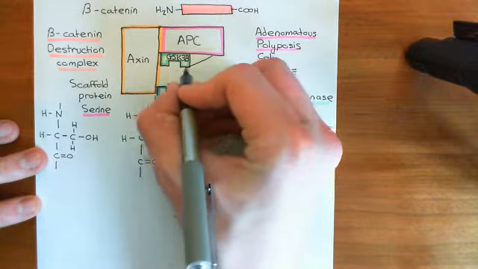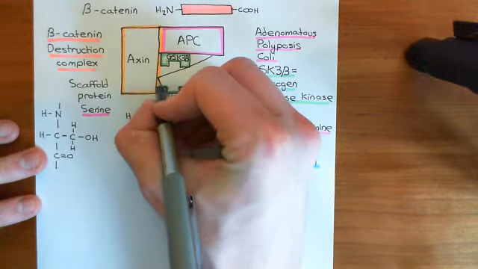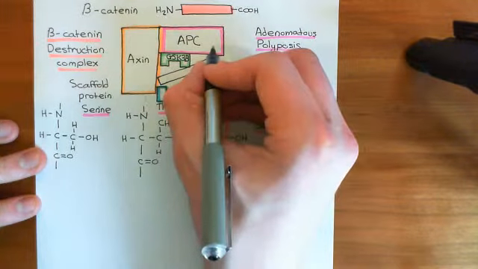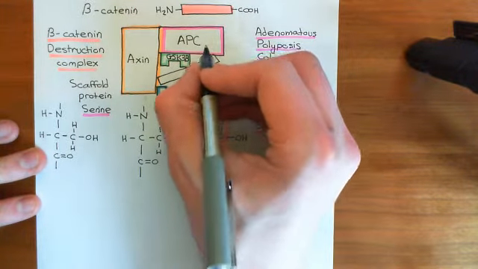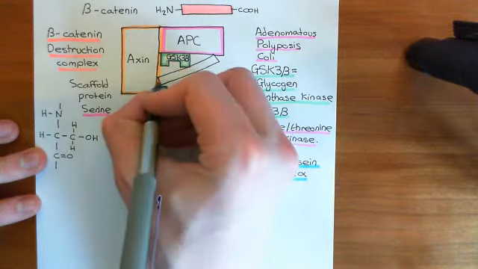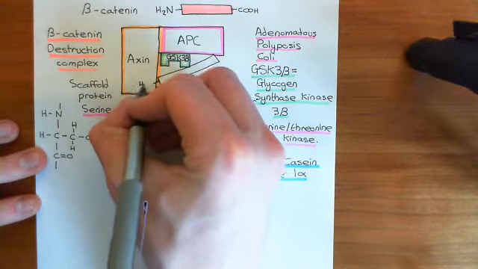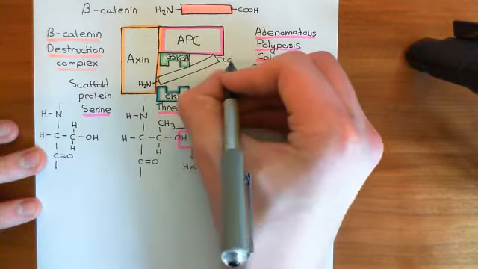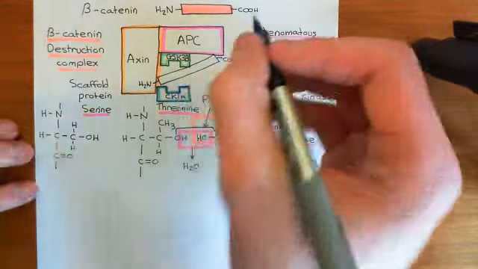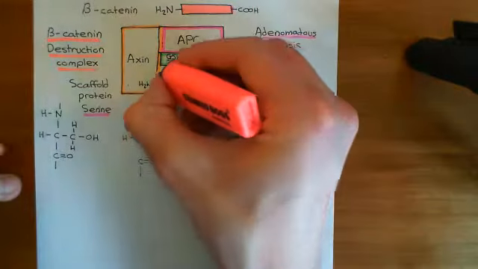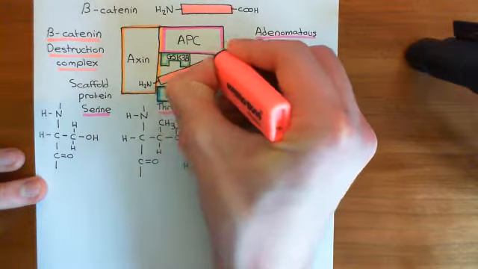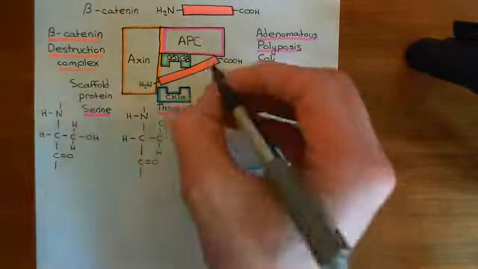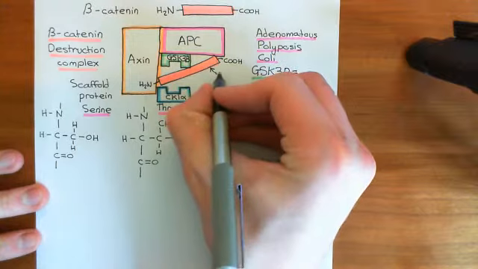So let's show that here. The beta-catenin molecules bind to both the axin scaffold protein here and also to the adenomatosis polyposis coli scaffold protein. So it binds to both of them here. The amino terminal end binds to the axin scaffold protein, and the carboxylic acid terminal end binds to the adenomatosis polyposis coli scaffold protein. So this is beta-catenin in red here.